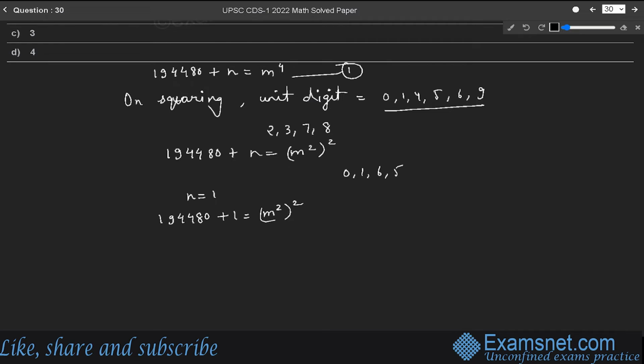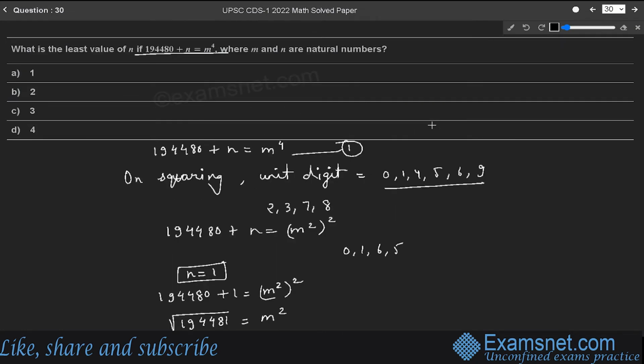It means that under root of 194481 is equal to m square. Again, under root of 441 will be equal to m. So we can say that m is equal to 21. So the least value of n is 1, because when n is 1, we get the value of m, which is 21. Therefore, the least value of n is 1. So the correct option for this question is option number 1, which is A.